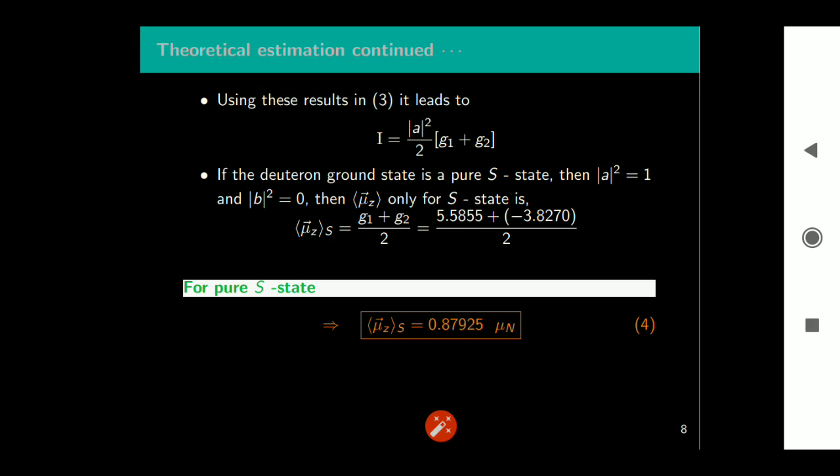Now this value 0.87925 mu N is unfortunately different from the experimental value. Experimental value is 0.85735 mu N. Because of this difference, it tells that experimental values are measured accurately up to 7 decimal. Therefore, we cannot correct anything in experiment. What we can do is only understand theoretically what is happening here. So this implies that the ground state of deuteron is not a pure S state.